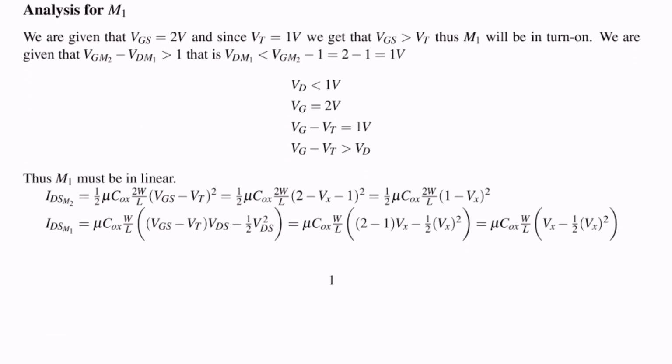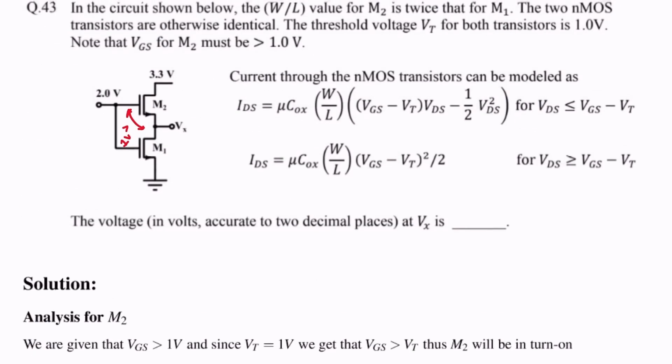So now we have the two current equations, one linear and one saturation. M1 is in linear and M2 is in saturation, and we simply reduce the equations to being in terms of the variable Vx by substituting. And of course we have to remember that M2 has 2 W/L whereas M1 has W/L, because the W/L ratio value for M2 is twice that of M1.